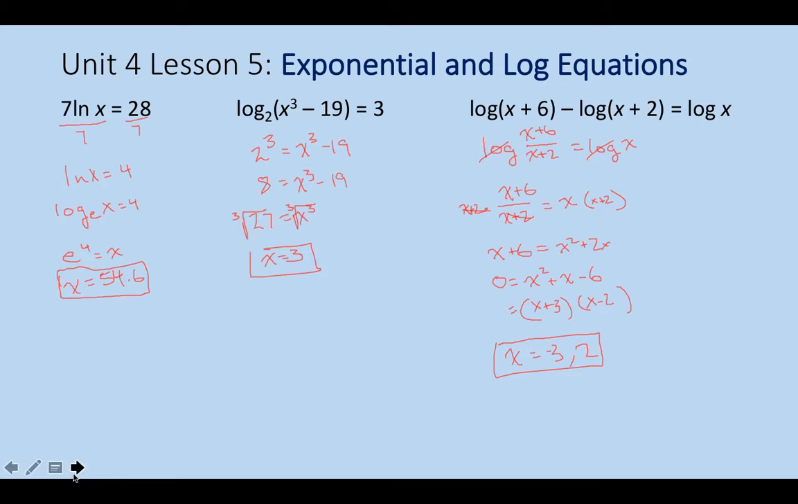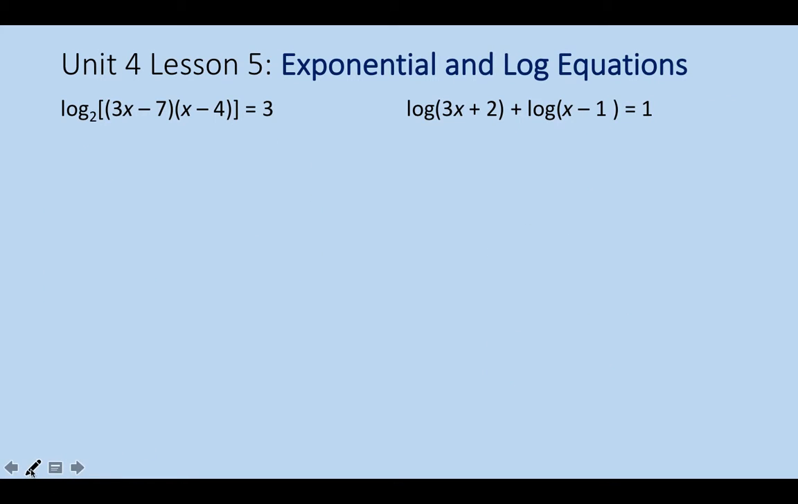All right, let's wrap this up. We got one more slide. Here, we've got two things that are multiplied together. And we got base 2. So here's another case where let's go ahead and turn this into an exponent and see what we can do with it. We got base 2 to the third power equals, well, this whole thing right here.